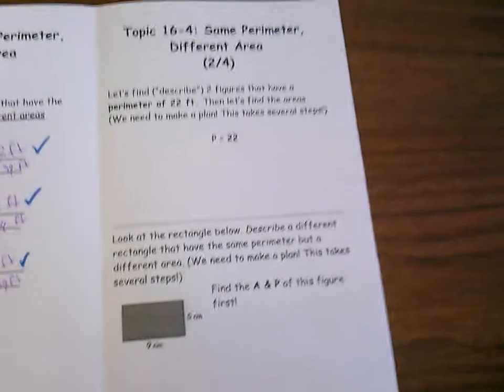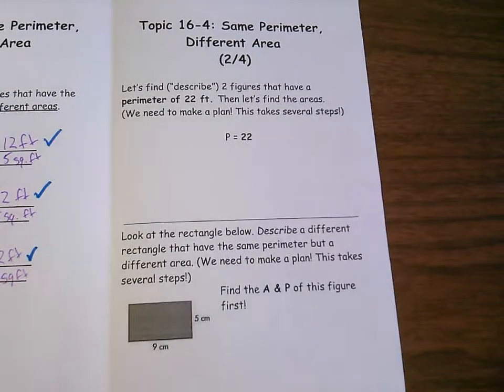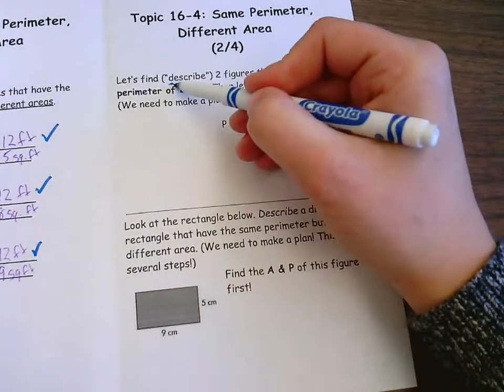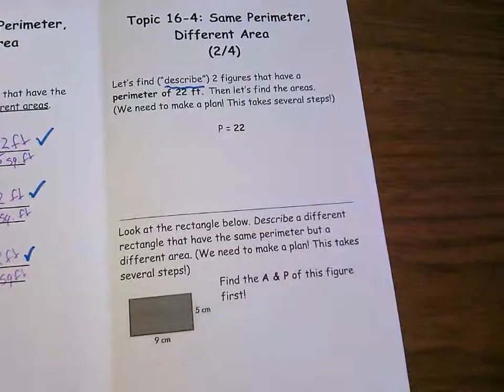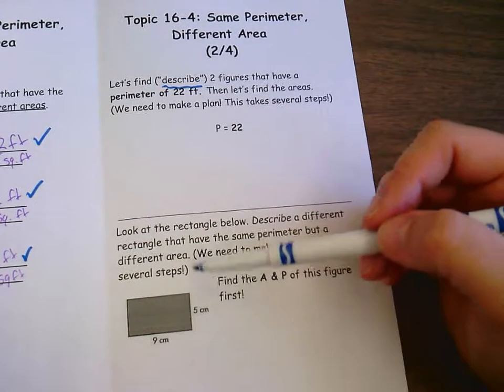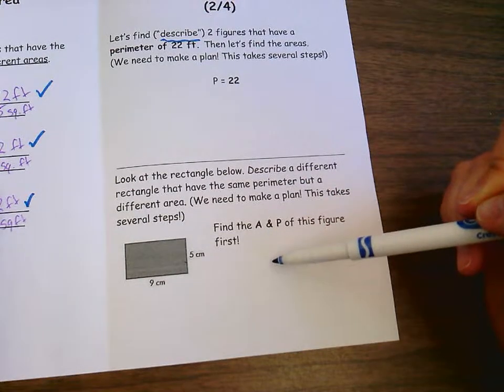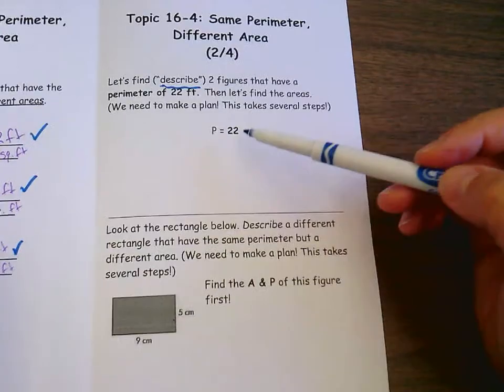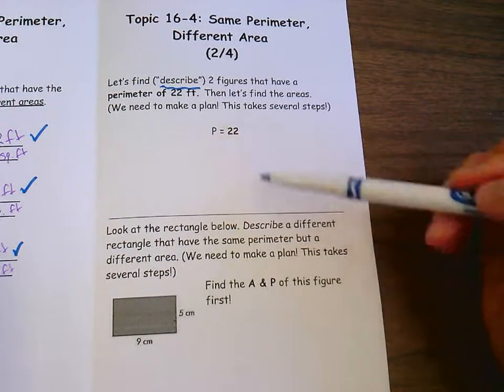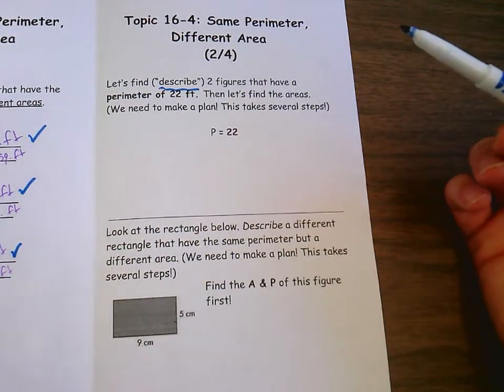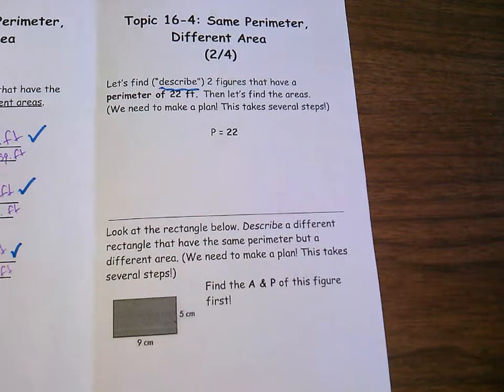So now in this topic, you're going to be asked to find, or sometimes they say describe, figures that have the same perimeter but different areas. Sometimes down here, like down here, they'll give you a figure and say, find another one that has the same perimeter, but a different area. Or sometimes they'll just say, here's the perimeter, find 2 that have different areas, but that same perimeter. So we're going to talk about how to do that.